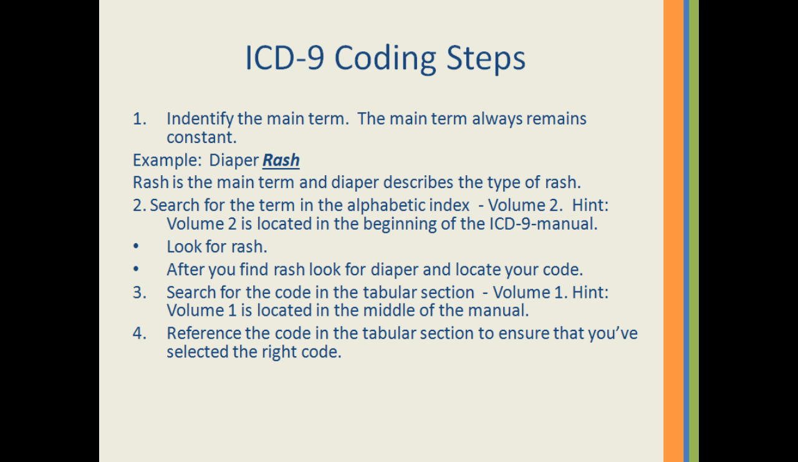Once you locate the code, you would search for the code in the tabular section. The tabular section starts on page 669 in your ICD-9 manual, and the codes are located in the tabular section by numerical order. You will then reference the code in the tabular section to ensure that you've selected the right code.